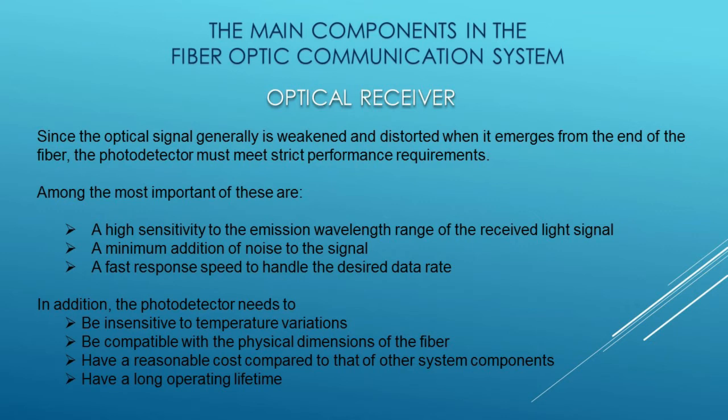Since the optical signal generally is weakened and distorted when it emerges from the end of the fiber, the photodetector must meet strict performance requirements. Among the most important of these are: 1. A high sensitivity to the emission wavelength range of the received light signal. 2. A minimum addition of noise to the signal. 3. A fast response speed to handle the desired data rate.